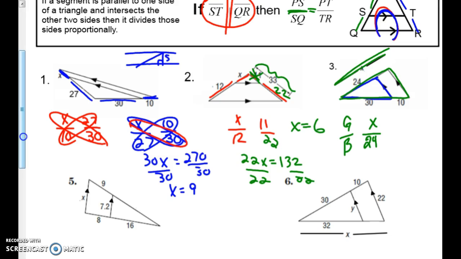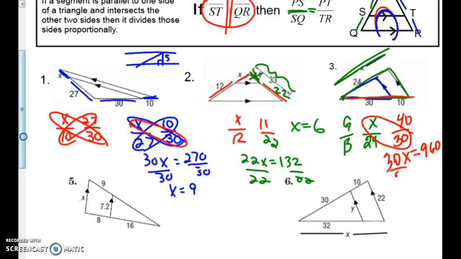And then on the green triangle, I know this huge side right here, don't I? This side on the green triangle is how big? 40. 40. On the blue triangle, what's the same side? 30. 30. And then I can cross multiply. That gives me 30x. 40 times 24 is what?